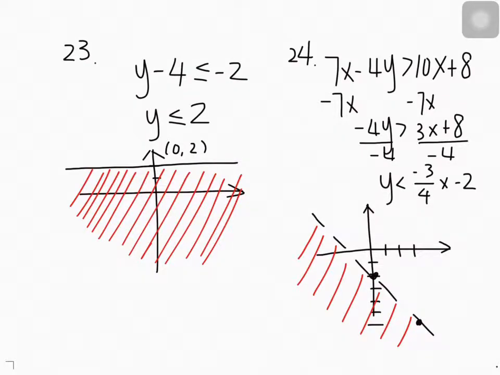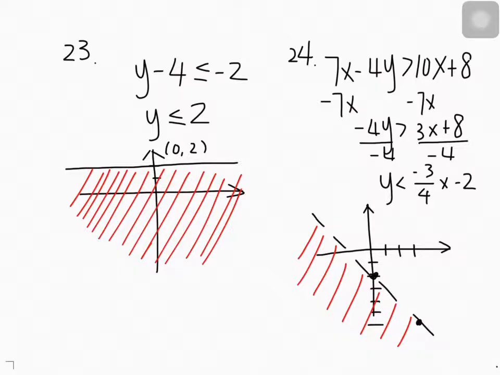Question number 23. Solve for y in each inequality, then graph. 23. Y minus 4 less than or equal to negative 2, plus 4 to both sides. I find y less than or equal to positive 2. So then I find the y-intercept point, y equals 2. This would be a horizontal line parallel to the x-axis. Anything less than or equal to would be shaded down below the line, in red.